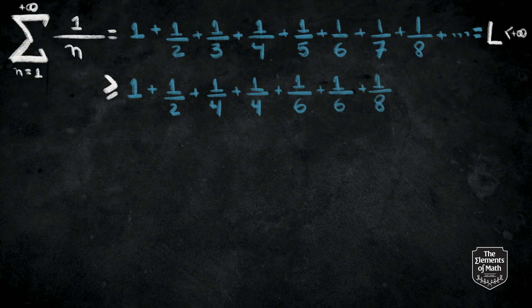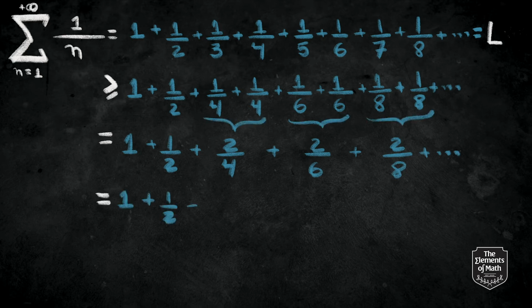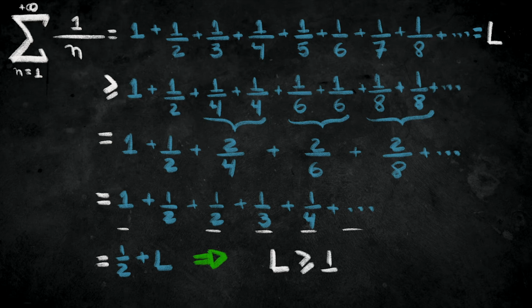So if we proceed in that way, we're going to have 1 plus 1/2 plus 1/4 plus 1/4 plus 1/6 plus 1/6. And following that strategy, that's going to be equal to, I can add 1/4 plus 1/4, that's 2 over 4. I can add 1/6 plus 1/6, that's 2 over 6. And that's the same as, I can simplify, 1 plus 1/2 plus 1/3 plus 1/4. And then we have exactly the series that we had before, but I have an extra half. Interesting, huh? And then we have L is greater than or equal to 1/2 plus L.